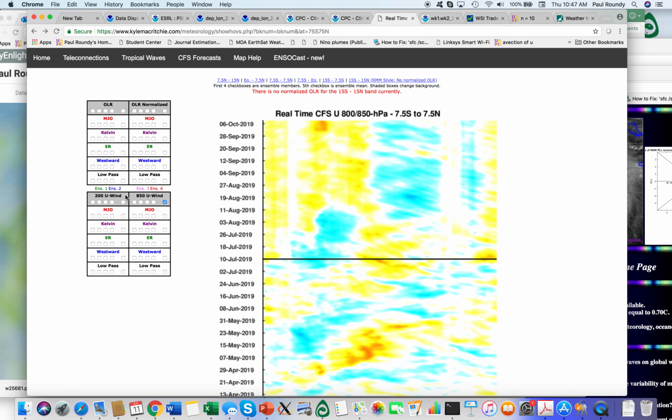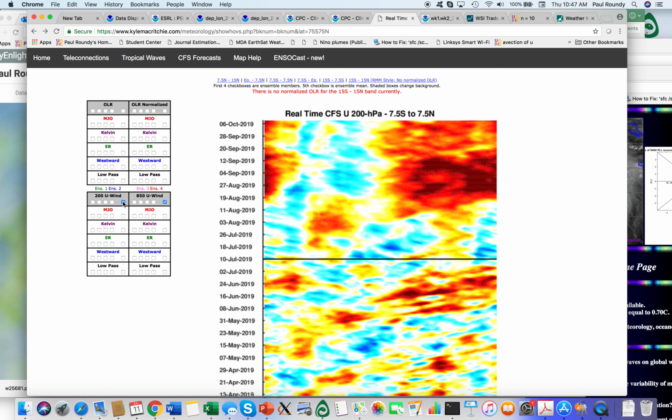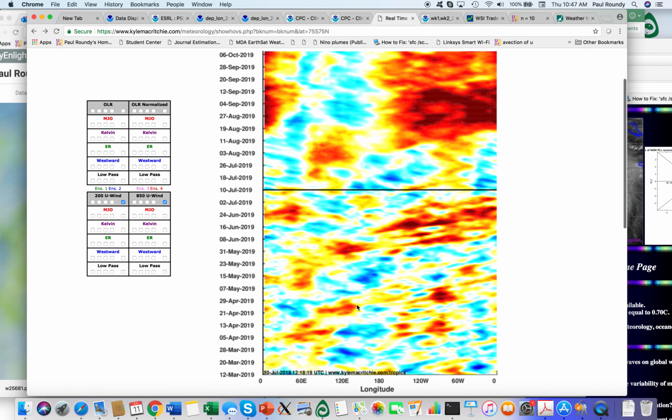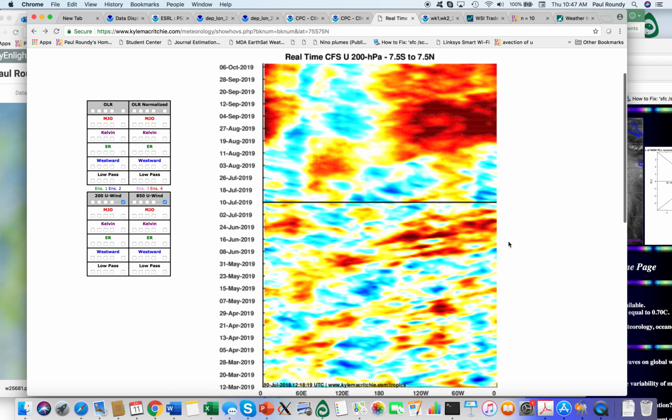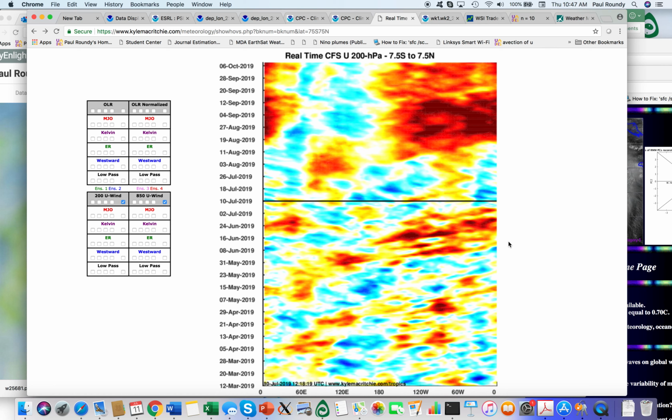Now we're looking here at the upper tropospheric wind anomaly in the CFS reanalysis, beginning back in March and going forward in time. Time is going up. These diagrams are courtesy of my former graduate student, Kyle McCritchie, who earned his PhD and is now employed at the Climate Prediction Center.